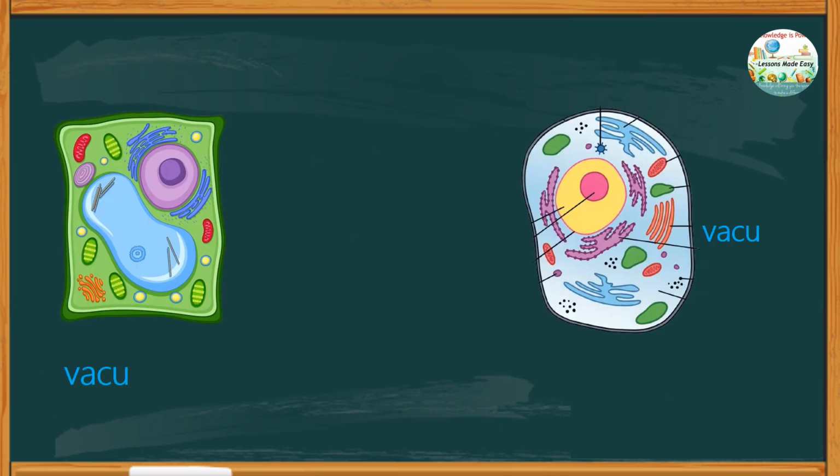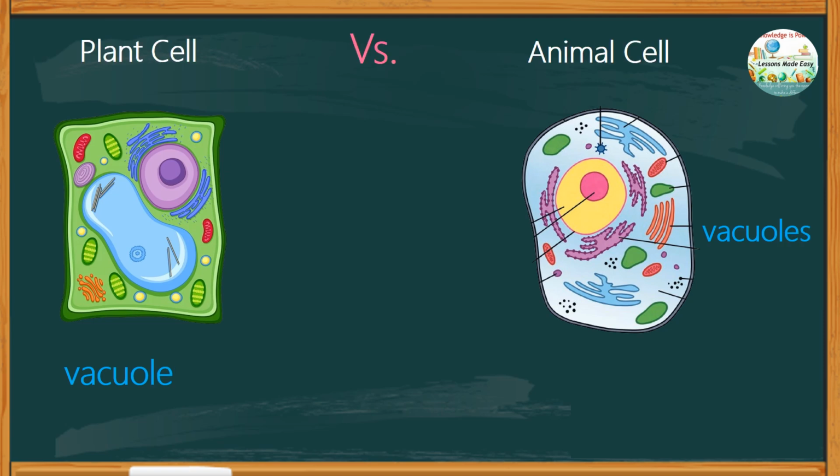Let's talk about the vacuoles. Both plant and animal cells have vacuoles. A plant cell contains a large singular vacuole that is used for water storage and maintaining the shape of the cell. In contrast, animal cells have many smaller vacuoles for many reasons.